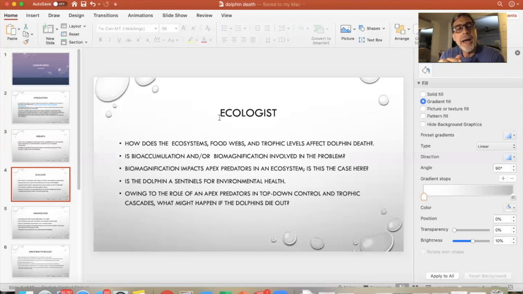But bioaccumulation means that these animals accumulate the toxin in their bodies, normally in fat tissue. And of course, dolphins have a lot of fat tissue in the blubber. And then biomagnification means that it works its way up the food chain. That's biomagnification. So we'll look at that. Look to see to what extent these guys are good sentinels for environmental health, and their role as an apex predator. Clearly, the dolphin is an apex predator. So that means at the top of the food chain.